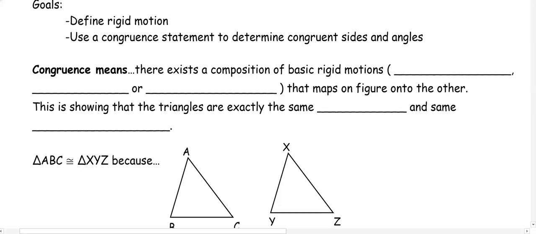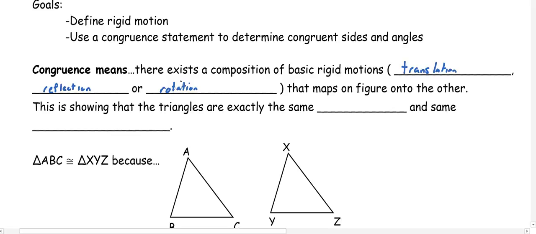In this video, we're going to define rigid motion and we're going to use a congruent statement to determine congruent sides or angles. So remember that congruent means that there exists a composition of basic rigid motions. Remember, think back a couple of chapters. We have translations, we have a reflection, or we have a rotation that maps one figure onto another.